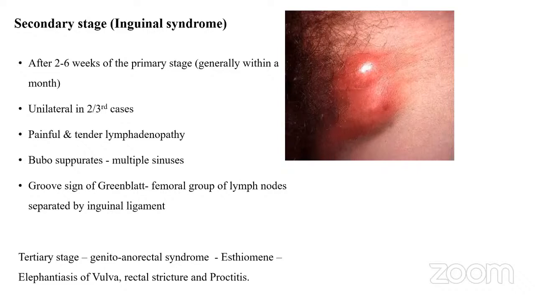And there could be obstruction of the lymphatics causing elephantiasis of the vulva, which is called esthiomene. Or there could be rectal abscess, fistula or rectal stricture. And there could be inflammation of the rectum called proctitis.